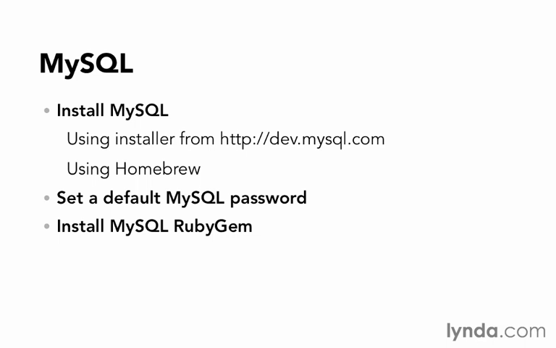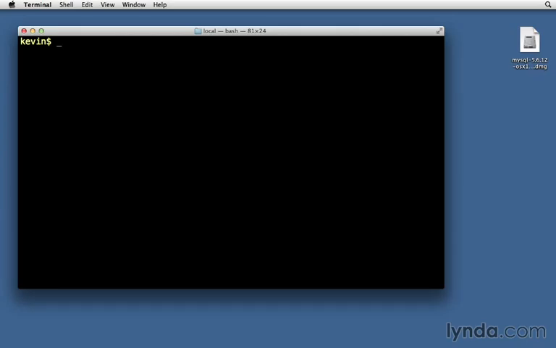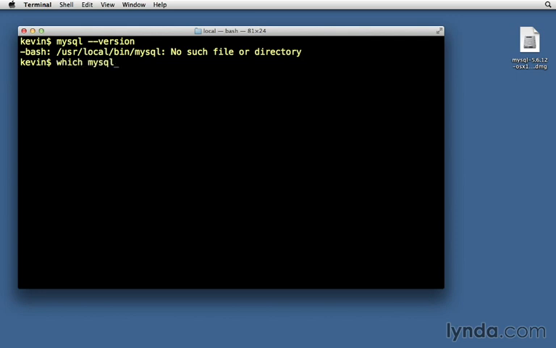Let's start by checking to see if we have MySQL installed. To check and see if you have MySQL installed, you simply type mysql --version. You can't type -v, which is often a shortcut for version. You have to spell it all out, --version. And you'll see that it returns to me that no such file or directory was found. And if I say which mysql, you'll see that it also comes back with nothing because it can't find it. I don't have it installed.